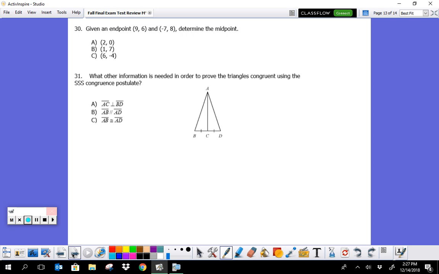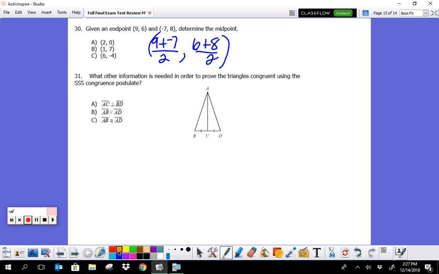All right, number 30, given an endpoint 9, 6 and negative 7, 8, determine the midpoint. Okay, so we've already kind of done this. I'm going to add my x's. So 9 plus negative 7 divided by 2. And then I'm going to add my y's and divide by 2.